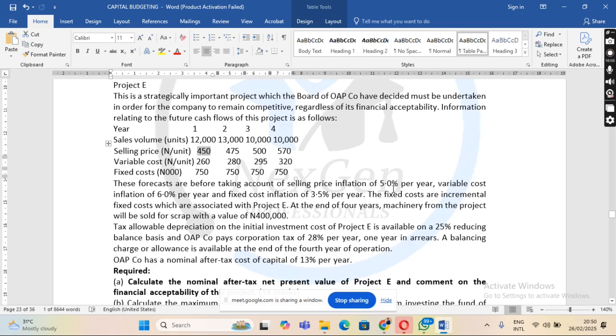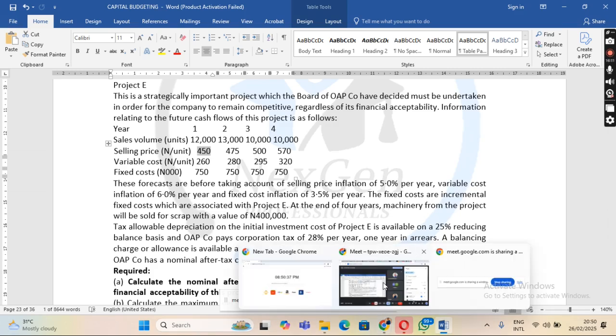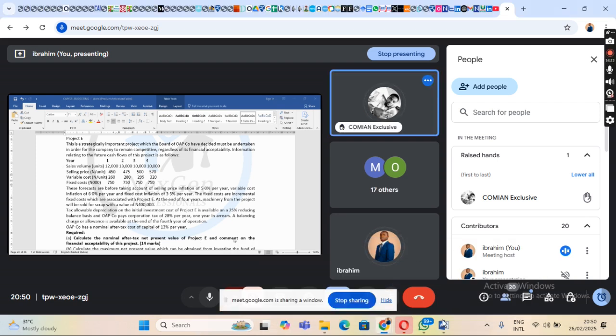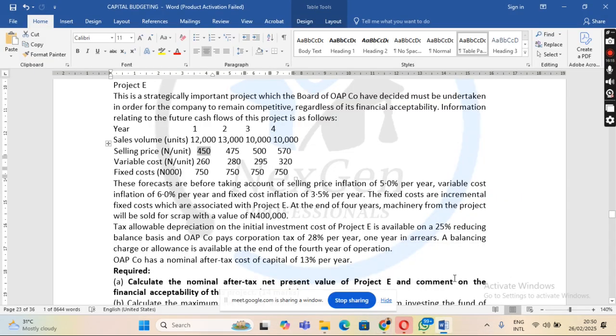Okay, that is what gave you that figure. Who else again? I'm thinking since it is a 5% increase, I'm not supposed to do 0.95 for each of the selling prices for this first year. So to remove that element of inflation, I would do 450 over 0.95.